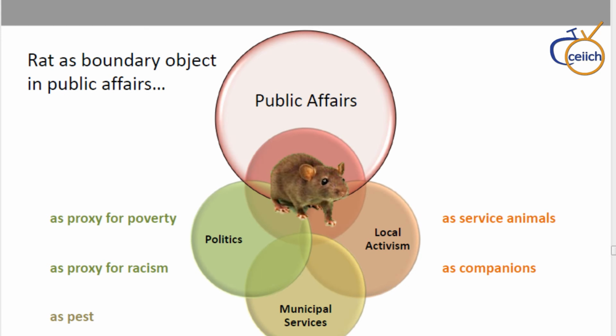In terms of rat control programs within cities, rats are seen as a pest. And then also, as I had just showed you, they can also be service animals or companions. So these are the multiple ways in which the rat serves as a boundary object in the space of public affairs.